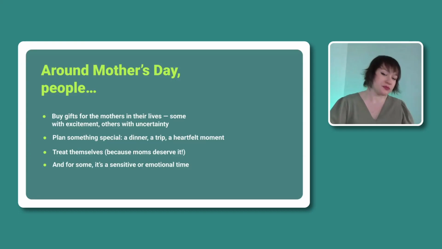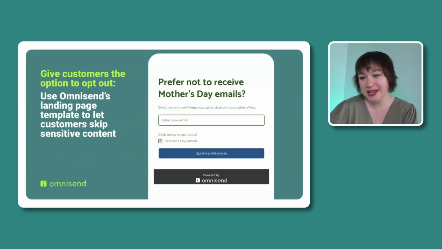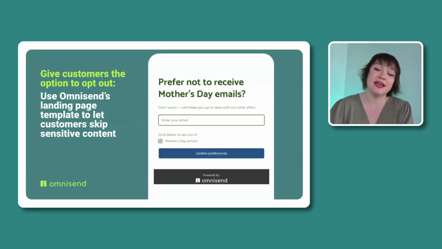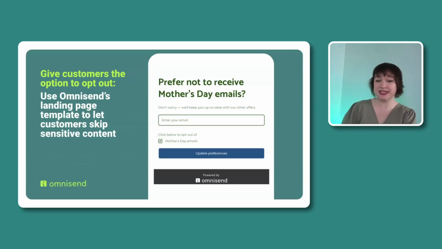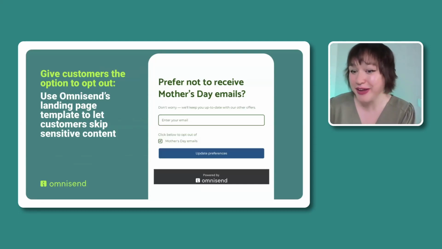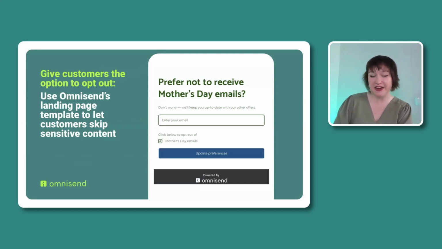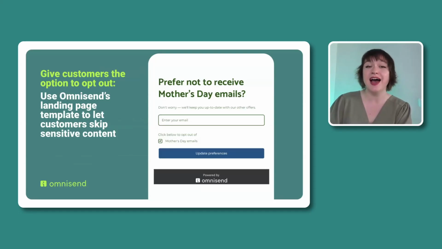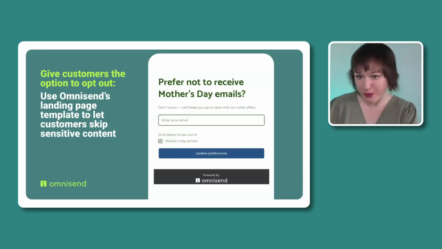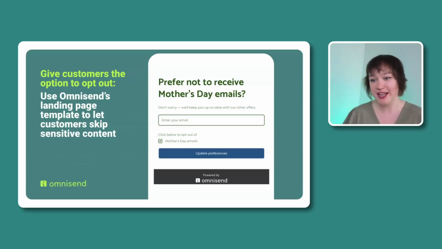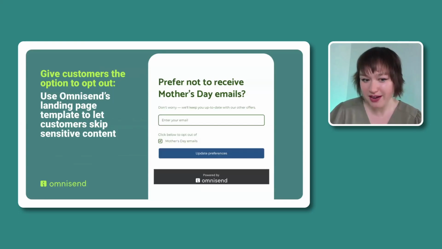So just to advise on this one, this is something we quite recommend: give customers the option to opt out, right? You can use Omnisend's landing page template to let customers skip the sensitive content. And maybe Vi or Ira can share some materials with statistics showing how much people appreciate that, in this vulnerable moment, the brand really supports them, and instead of just selling and thinking about themselves, steps into the customer's shoes.